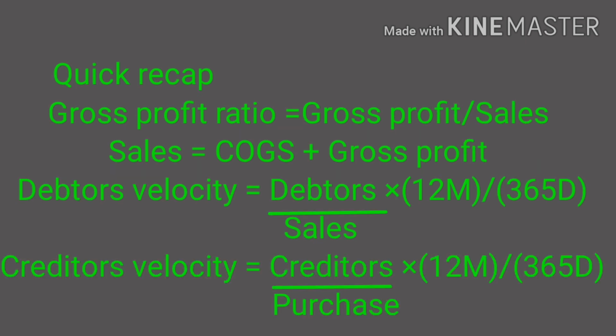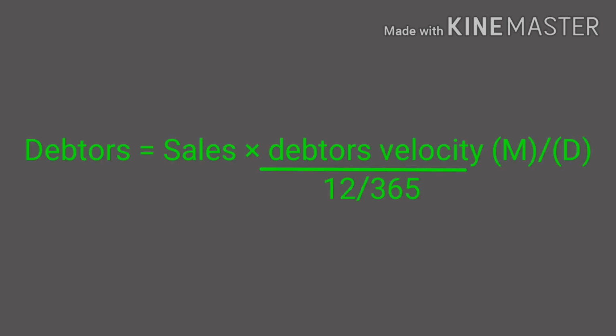it in days. Likewise, creditors velocity is equal to creditors divided by purchase. If you multiply by 12, you will get it in months, and if you multiply by 365, you will get it in days. If the sales and debtors velocity is given, we can find out the debtors. Debtors is equal to sales into debtors velocity divided by 12 or 365, as the case may be. If the debtors velocity is given in months, you have to divide by 12, and if it is given in days, you have to divide by 365.